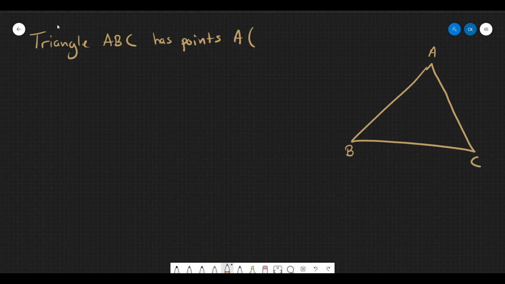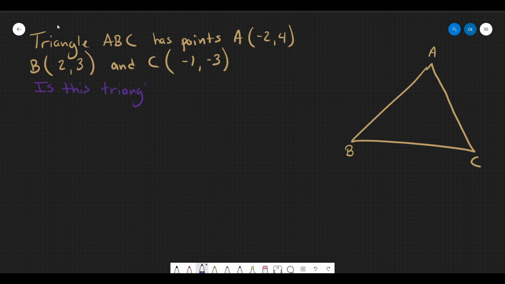So we know that triangle ABC has points. A, we'll say, is at the point (-2, 4). B is at the point (2, 3). And C is at the point (-1, -3). Okay? So for this question, what I want to know is: is this triangle an equilateral triangle?